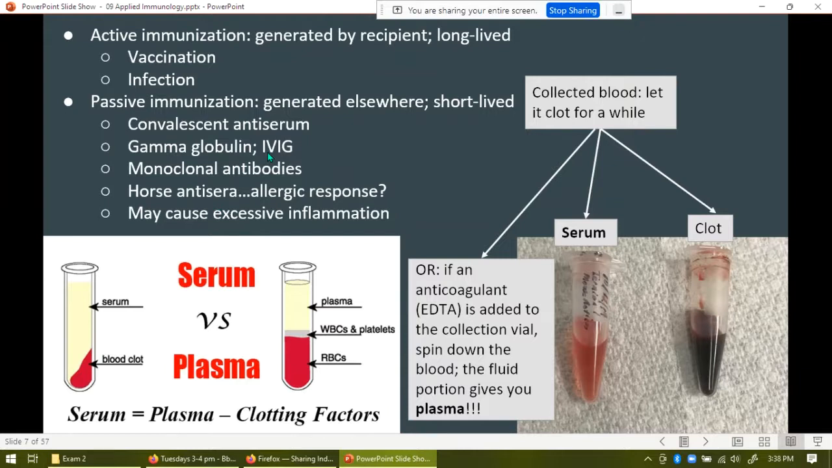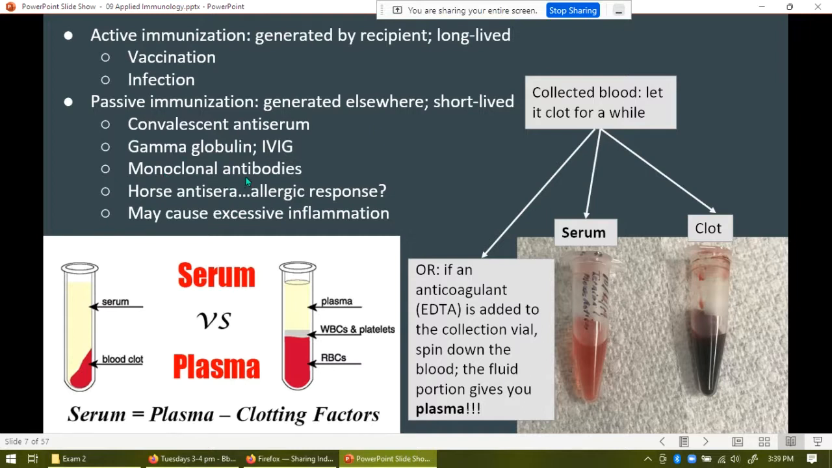IVIG is a big pooled collection of antibodies from the general human population. So it contains antibodies against pretty much every common pathogen that the human race is exposed to. It's a big pooled collection of antibodies. That's what IVIG is. And it is infusion. You cannot give antibodies orally. They have to be injected because they're destroyed in the stomach, and they also don't absorb intact across the gastric epithelium.